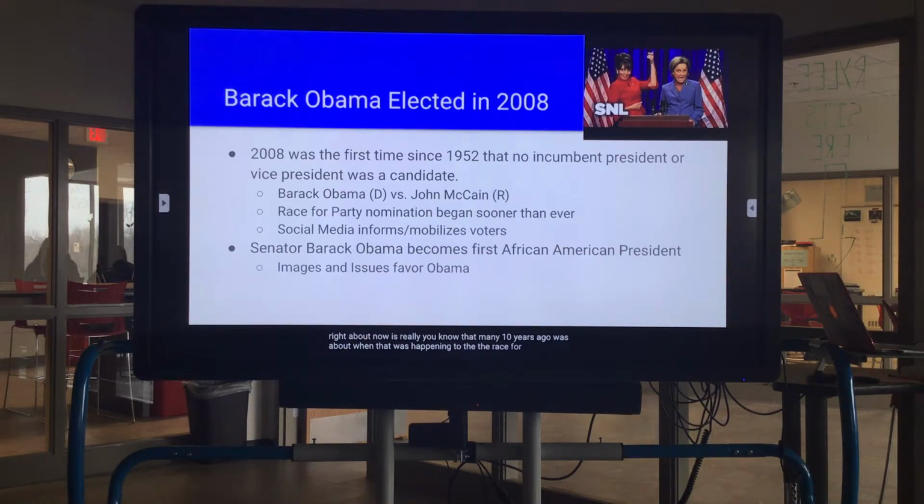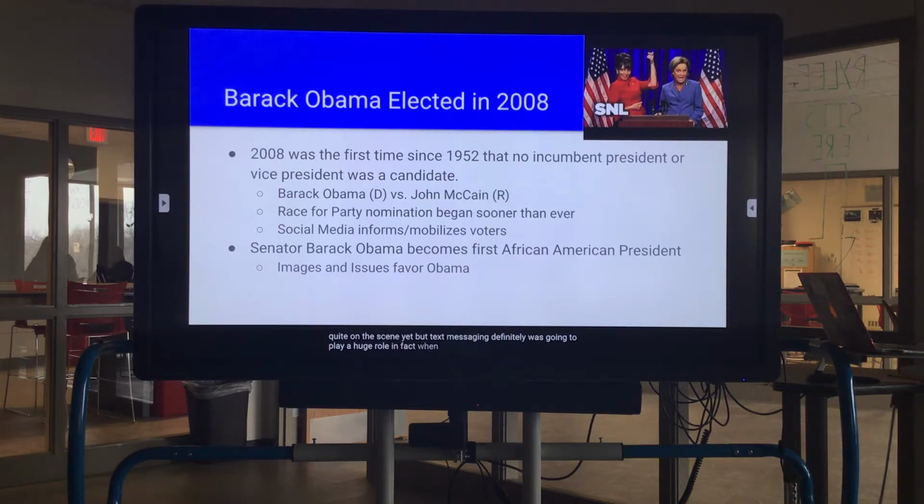The race for the nomination began. One of the things that Obama was able to do was to really capitalize on some of the new forms of social media that were hitting the scene. Facebook was about this time. Twitter wasn't quite on the scene yet, but text messaging definitely was going to play a huge role.